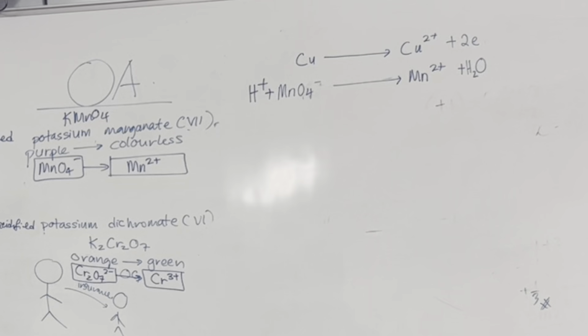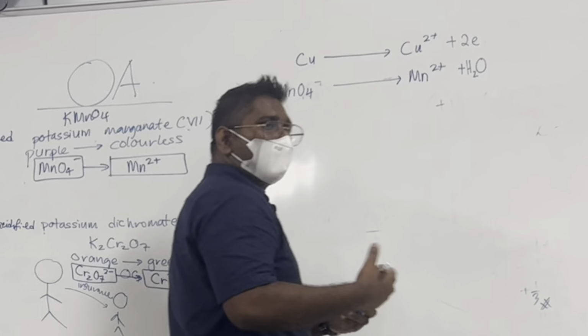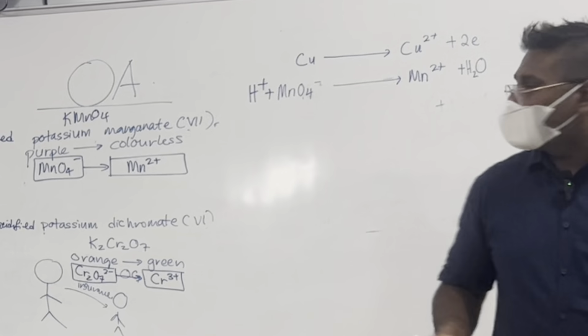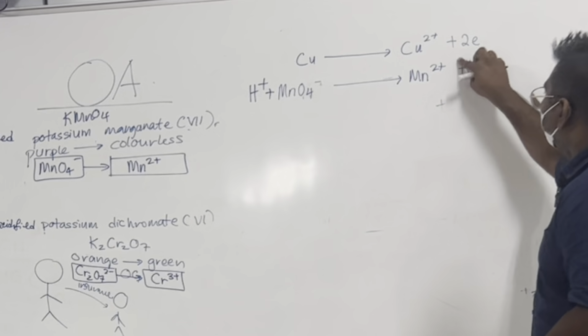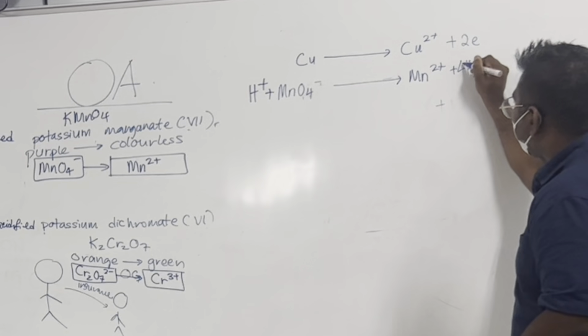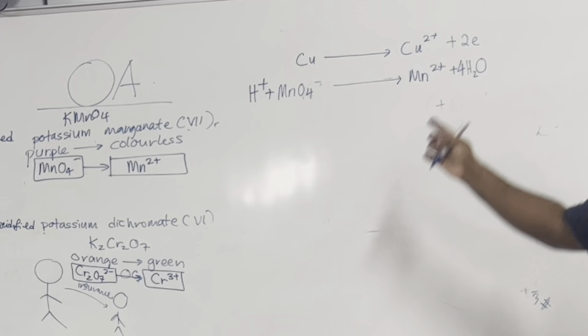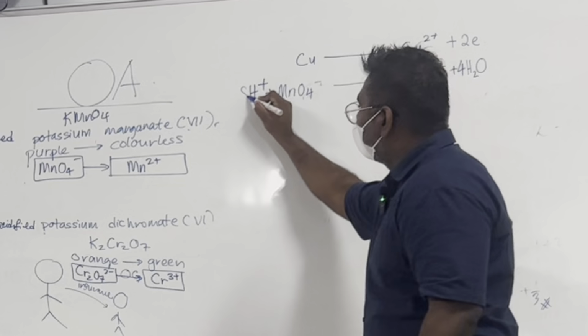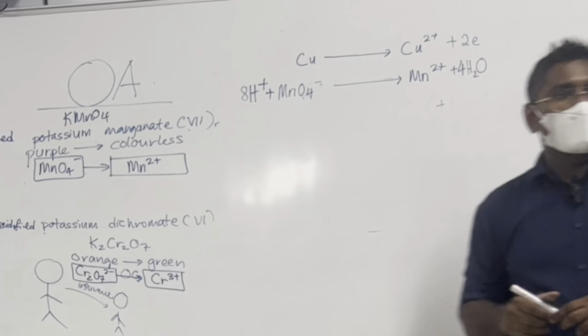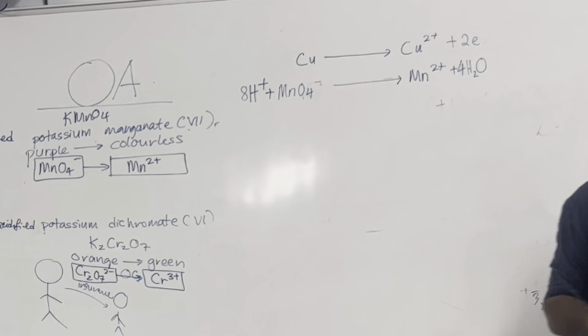Okay, so next is quite simple. Just balance it. You see 4 oxygen, there is 1, so I just put 4. Then I have 8 hydrogen, so I put 8 over there. Everything seems to be okay.